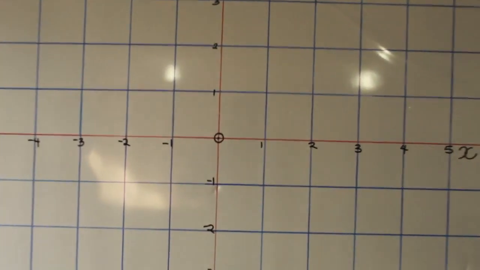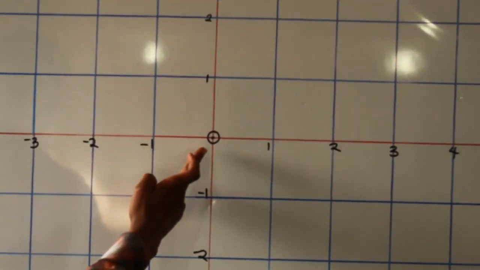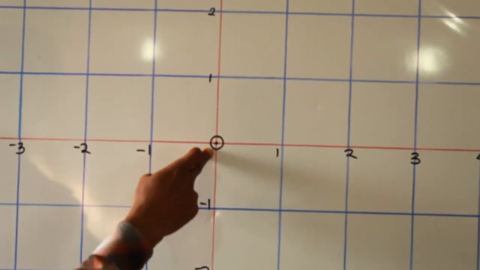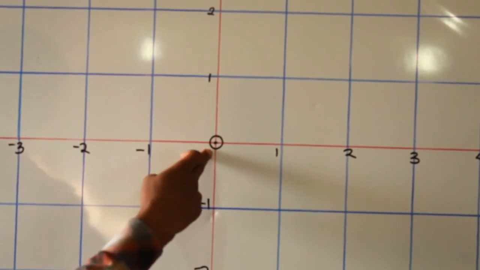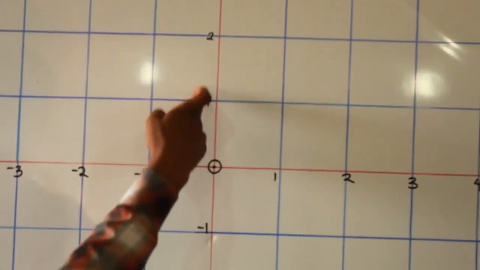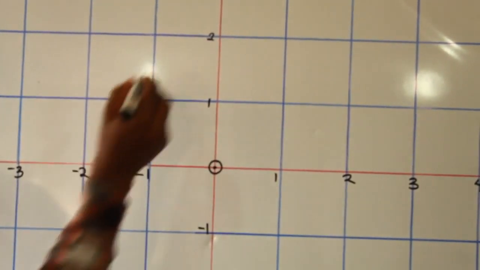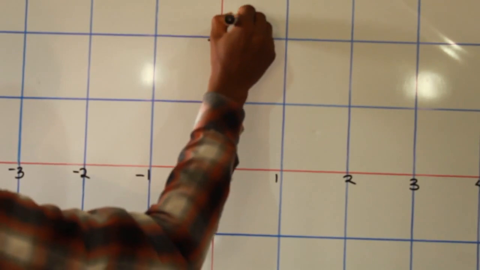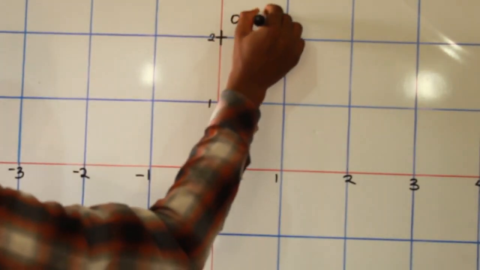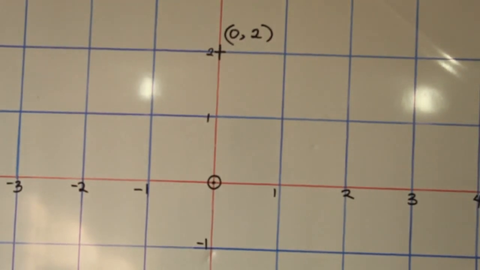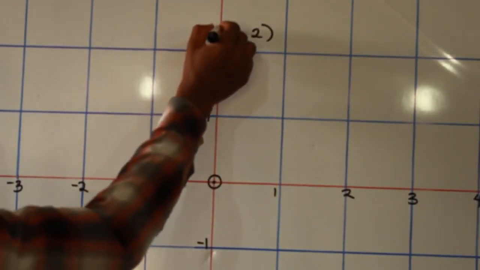This is our point 0. 0 for X and 0 also for Y. Now, 2 means we have to move upwards 2 places. 1, 2. So this is our (0, 2). Remember, that's our point A.